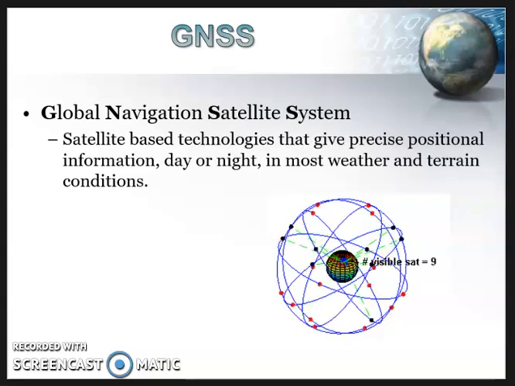So we have our GNSS, which is a global navigation satellite system: satellite-based technologies that give precise positional information day or night in most weather and terrain conditions. GNSS is the generic term for worldwide radio navigation systems using satellites to provide geographic positioning.